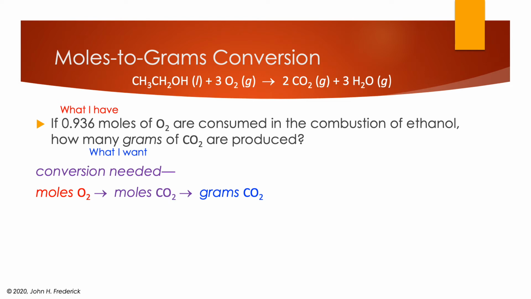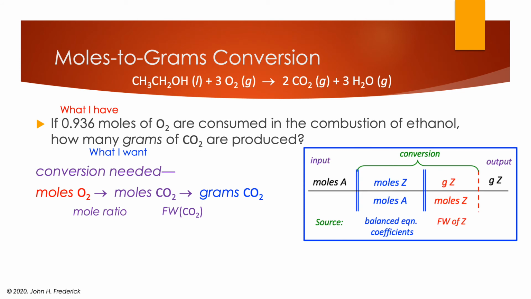In all of these problems, I am going to have to make a moles to moles conversion at one point or another. It's the only way I can go from one species to another. Here I'm doing it first, then I'm converting moles to grams. So that first conversion again needs the mole ratio from the balanced chemical equation, and the second one I'm going to need the formula weight for carbon dioxide. So here is the organization chart that I would need.